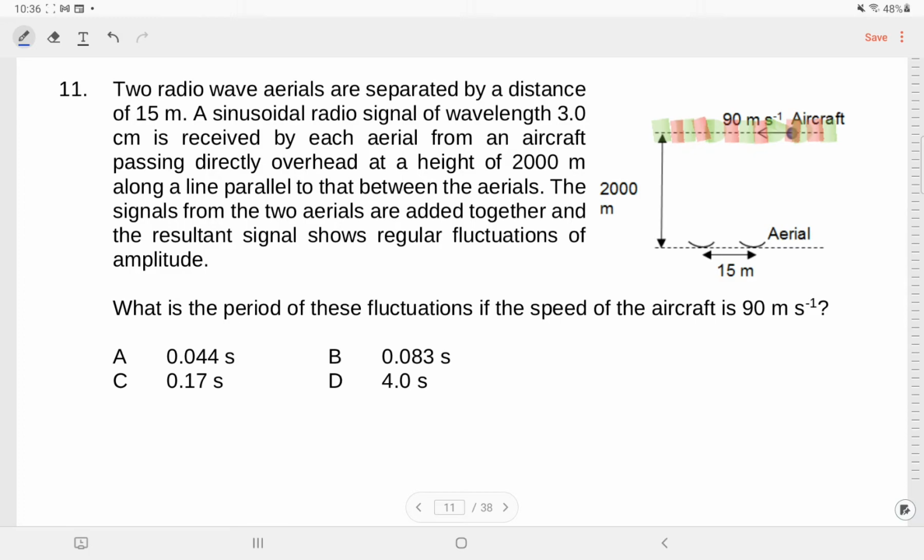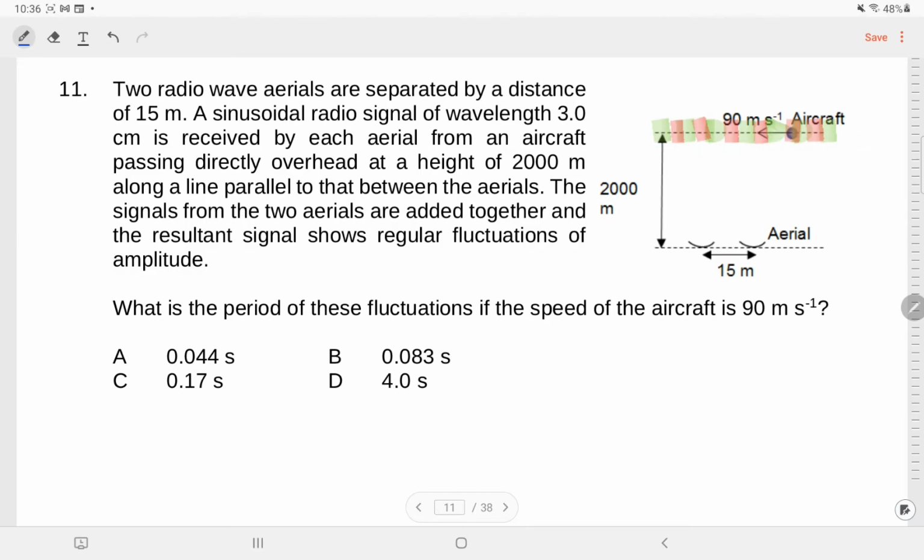Question 11, you have radio wave sources separated by a distance of 15 meter. Wavelength is 3 cm, and the airplane is flying overhead at 2000 meter and at a speed of 90 meter per second. So in our mind, we should expect that this is like a two source problem, and there will be positions where you have maximum, minimum, maximum, minimum along the line where the aircraft is flying. I use the color coding to show you the maximum, minimum.